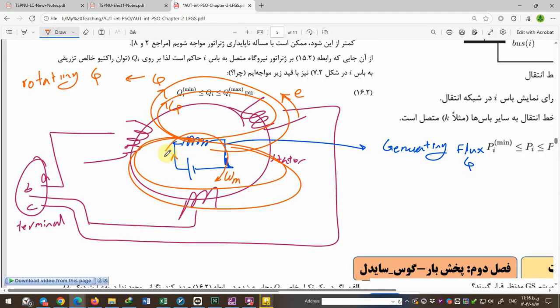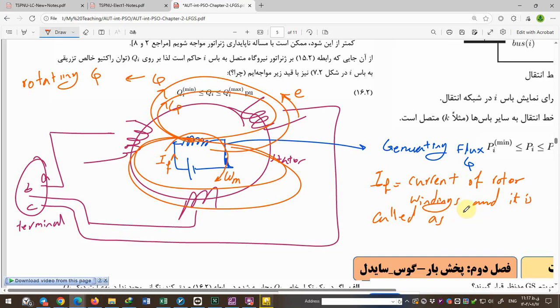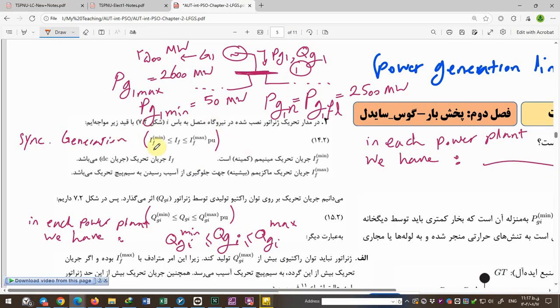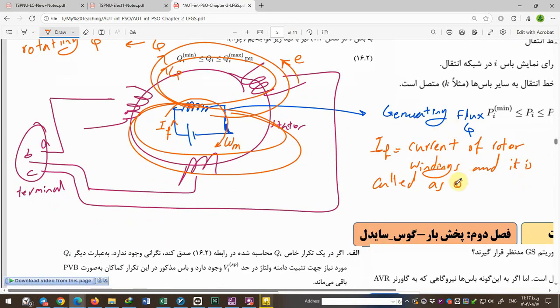This current is called IF. IF is the current of the rotor windings, and it is called the excitation current. Excitation current. Or field current.